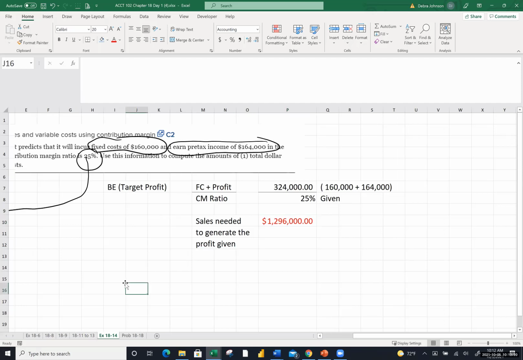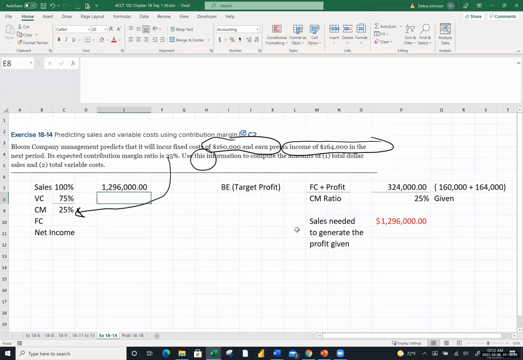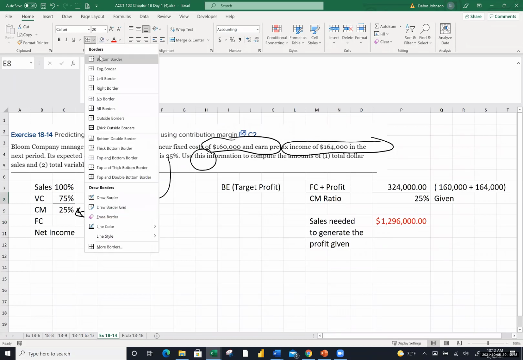Okay, let's follow that up then with this income statement. I'm going to go grab my sales from that number. And now I'm just going to use the percentages that I know to be true. The variable costs are 75% of that. The contribution margin is 25% of that, or you can just take the difference. It'll come out mathematically to be the same.